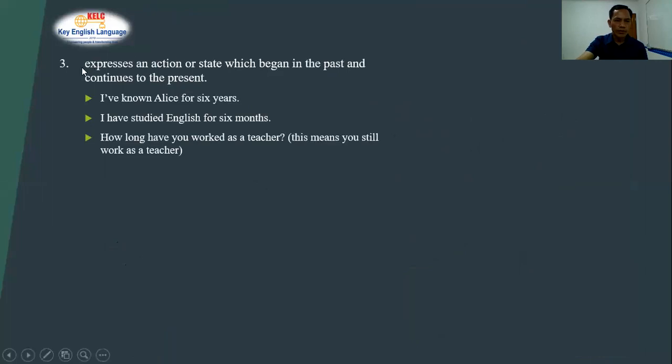And the third one is the present perfect expresses an action or state which began in the past and continues to the present. The emphasis is: began in the past and continues to the present. I've known Alice for 6 years. I started to know Alice 6 years ago. I still know her. Or I've studied English for 6 months. Of course, I began learning English 6 months ago, and I'm still learning. How long have you worked as a teacher? I started as a teacher in the past. I am still a teacher.